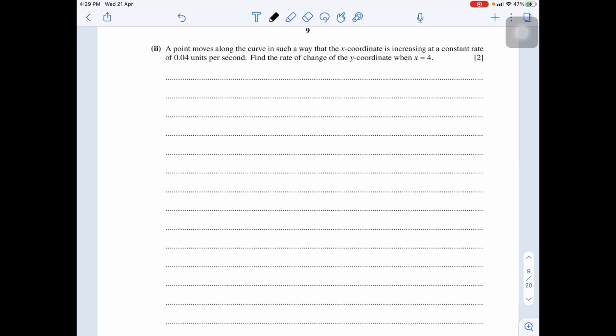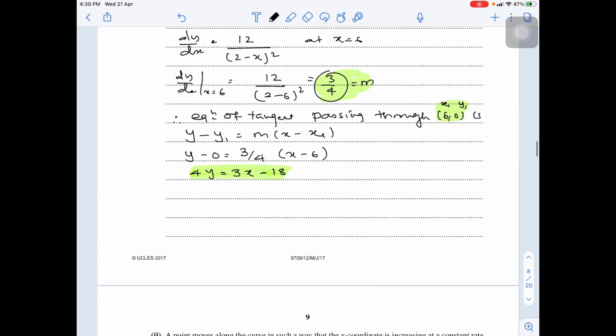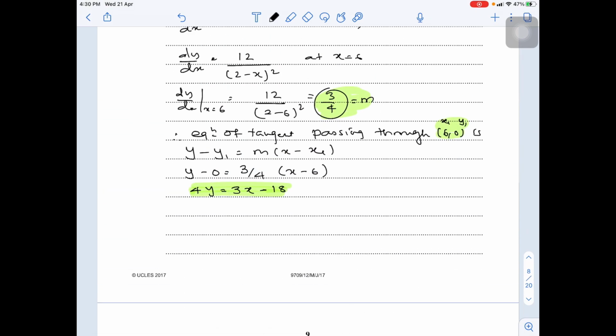The next part says a point moves along the curve in such a way that the x coordinate is increasing at a constant rate of 0.04 units per second. Now remember, whenever they say rate, it is always per time. So if it is the x coordinate, dx over dt. If it is the y coordinate, dy over dt. Find the rate of change of the y coordinate when x is 4. So I'm writing dx over dt is 0.04 units per second.